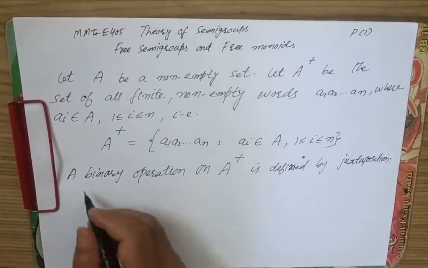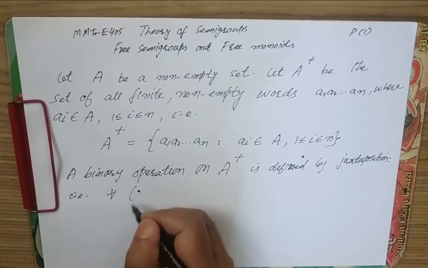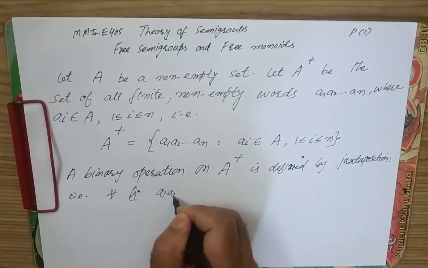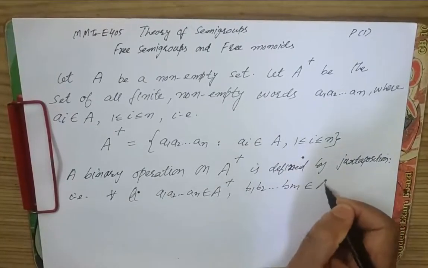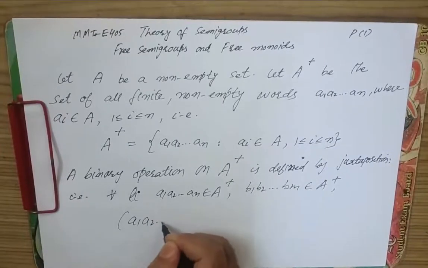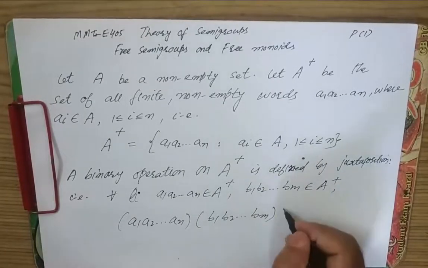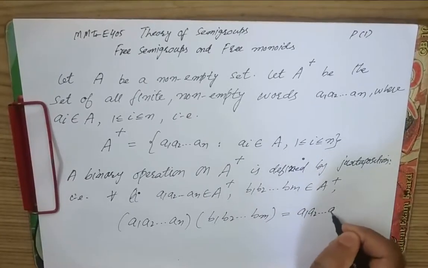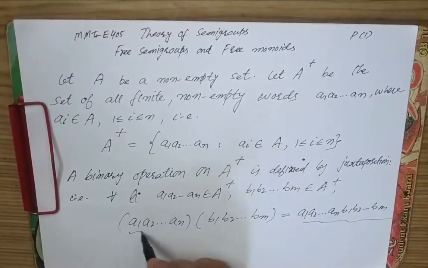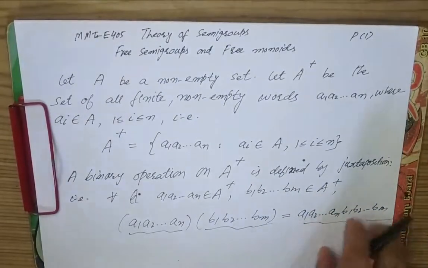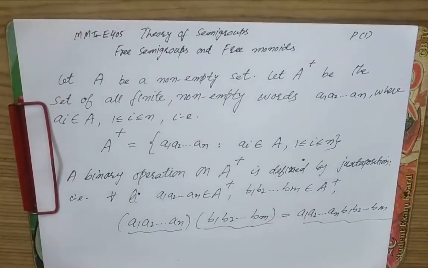Juxtaposition means that for all words A1, A2, AN belonging to A plus and B1, B2, Bm belonging to A plus, we define their product to be A1, A2, An, B1, B2, Bm. It's again a finite word. The product of these two finite words gives us a new finite word whose letters belong to A, because each AI and BI are in A.